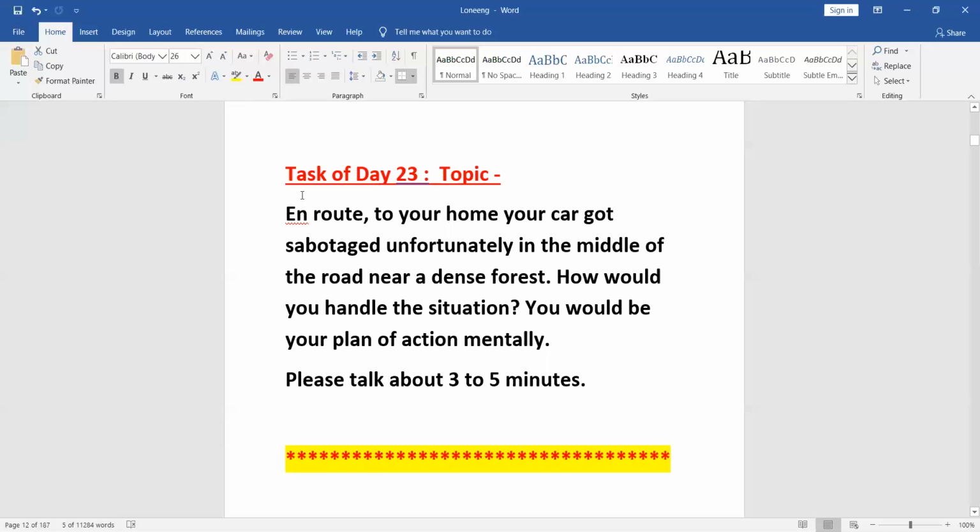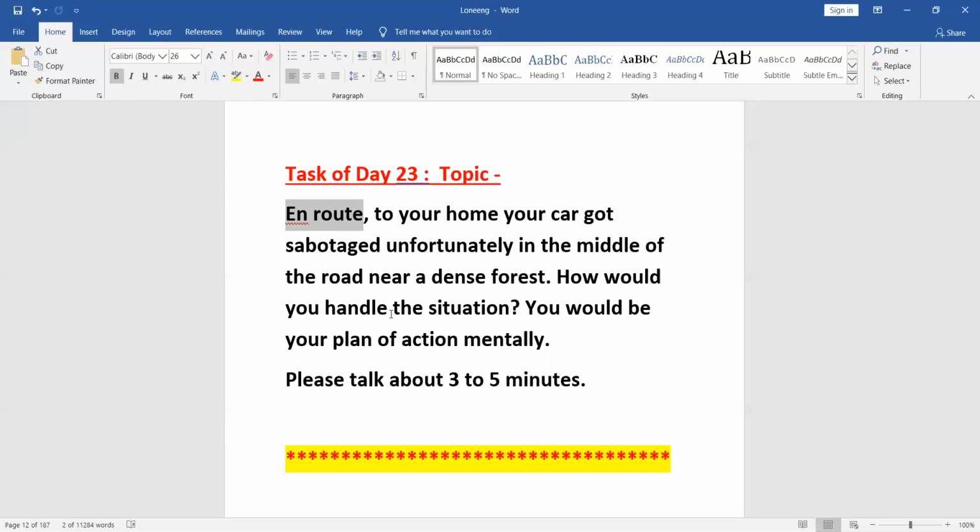Okay, en route is a borrowed word. It's a French word. Nevertheless, people have started using this in renowned newspapers and magazines. You will see this word en route, which means on the way. It's a French word, en route. Okay, en route. Very good.